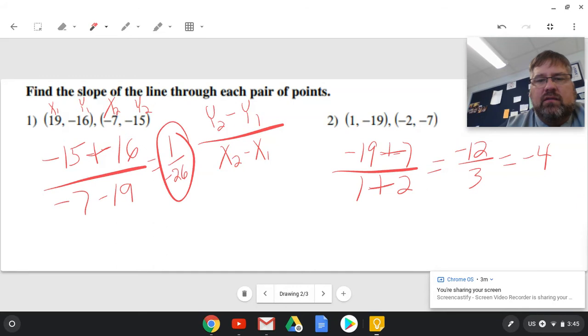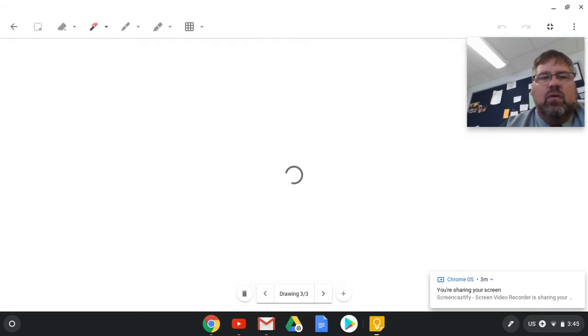And the last set of problems that you will have will be, again, finding the rate of change, but this time it'll be in equation form.